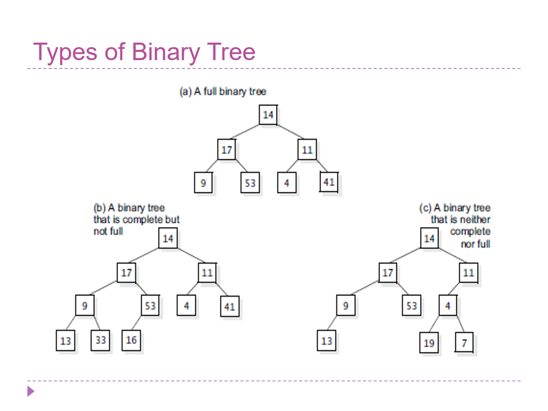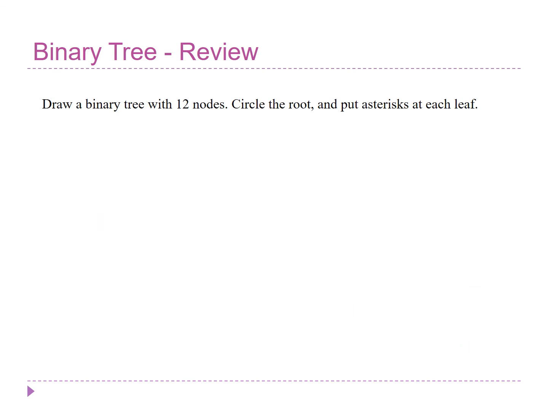Figure B is an illustration of a complete binary tree. Figure C is a binary tree because every node has 2 children or less, but it is neither complete nor full. Let's see whether we can draw a binary tree with 12 nodes, circle the root and put asterisks at each leaf.